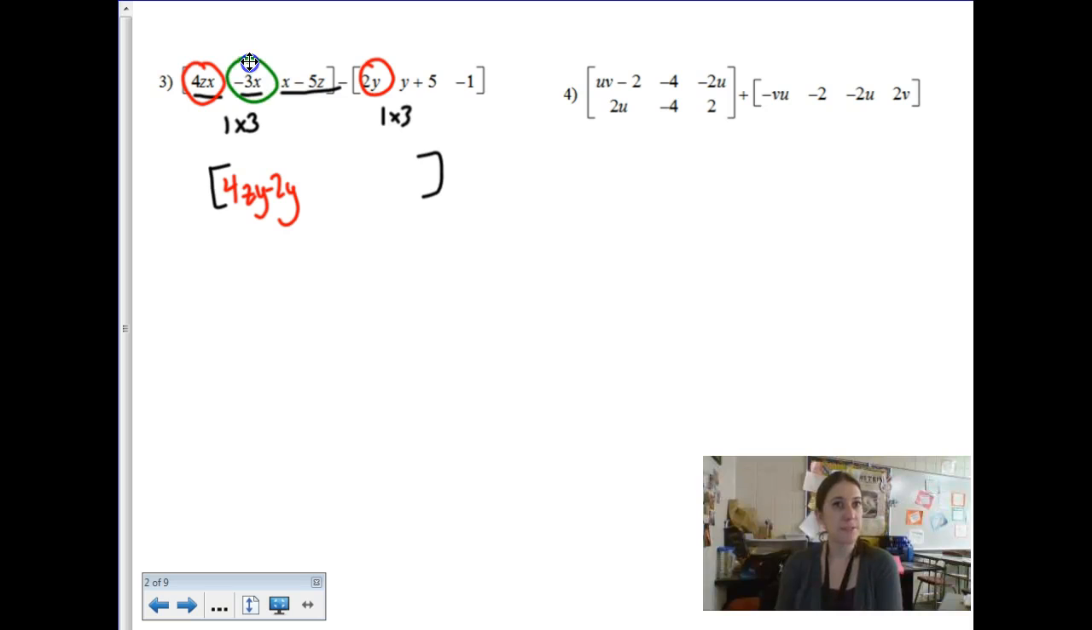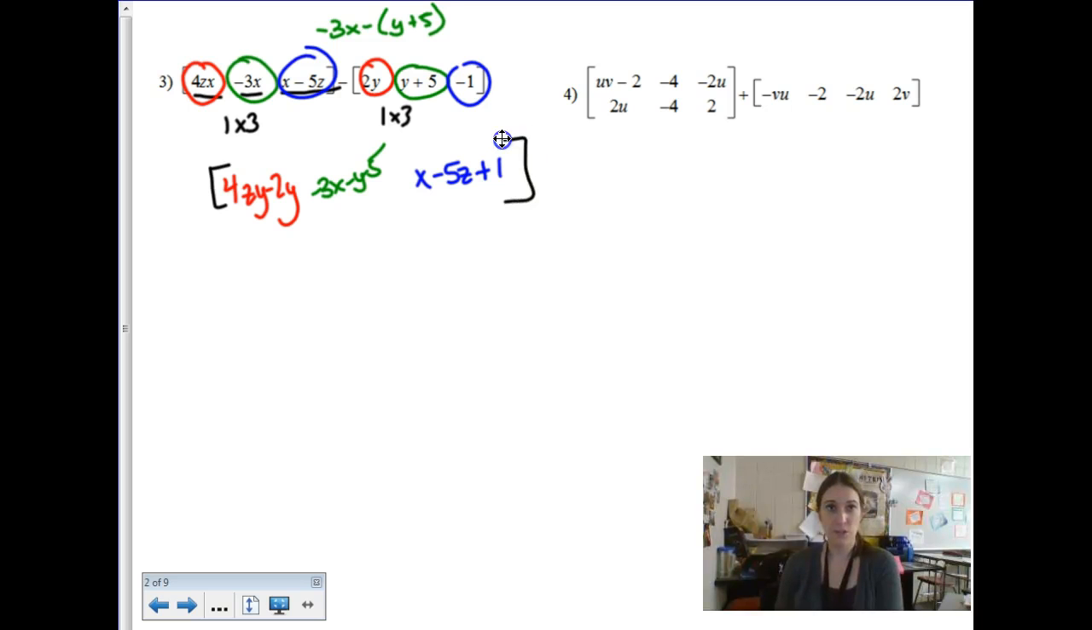The next part of the resulting matrix is -3x, but we're going to subtract y plus 5. So here you have to be careful, because if you think about that algebra statement, -3x minus y plus 5, you would have to subtract both the y and the 5. So this becomes a -3x minus y and then a minus 5. I should have spaced this out a little better, my bad. The last part of our resulting matrix is x minus 5z, careful, minus a -1. So combining those all together, you get x minus 5z minus -1 is a +1. So there's our resulting matrix.